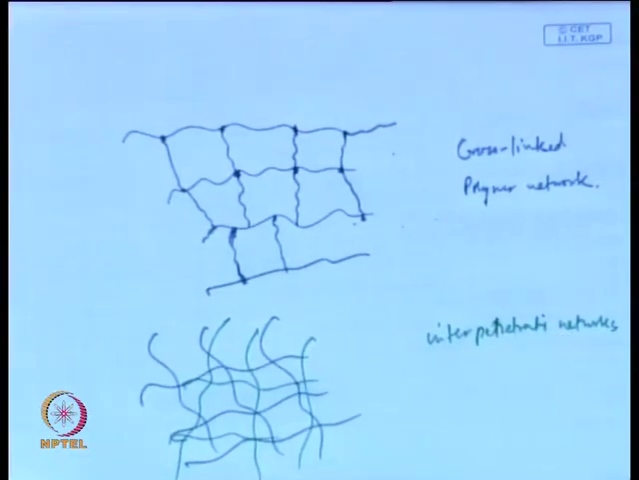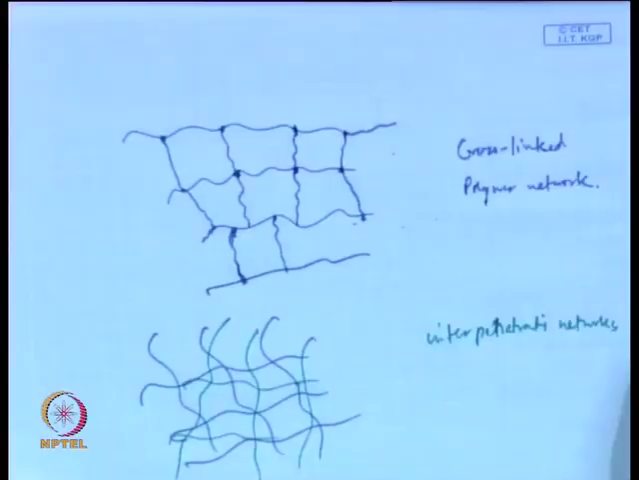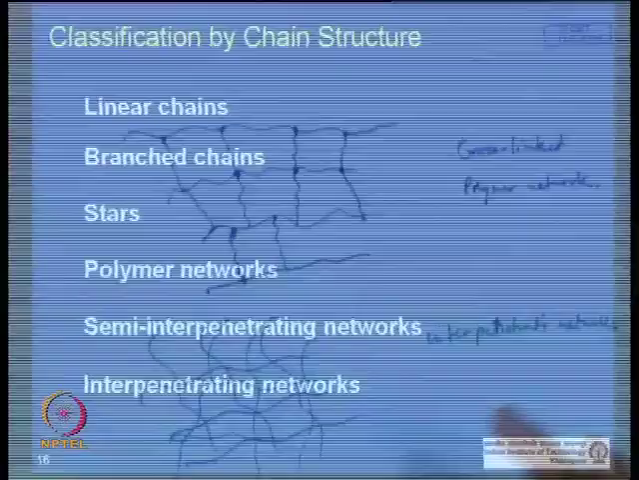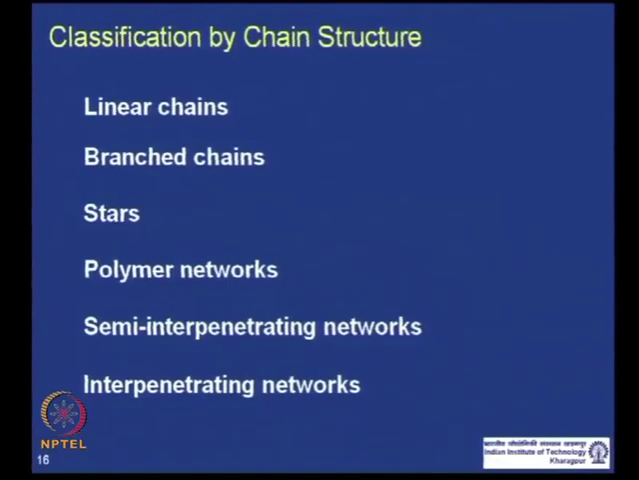and in another case you can have one network along with long chain linear polymers. In that case, we call that system a semi interpenetrating network, where one of the constituents is a linear chain polymer and the other is a network polymer. And when two or more networks are intertwined with each other, then we call it an interpenetrating network.